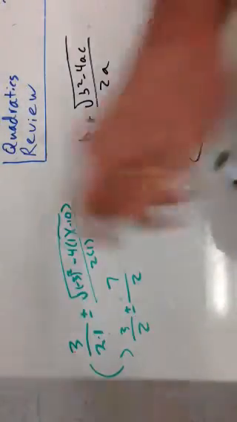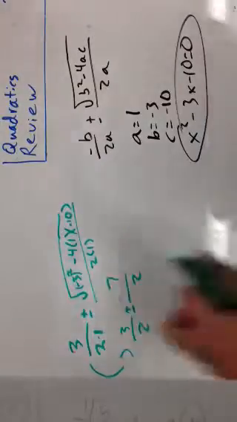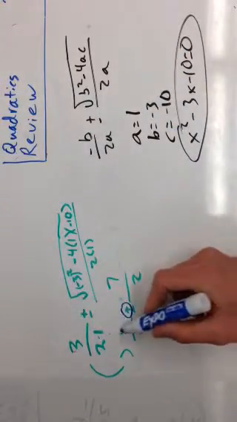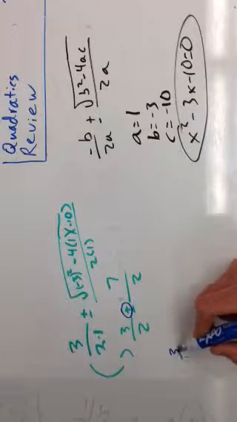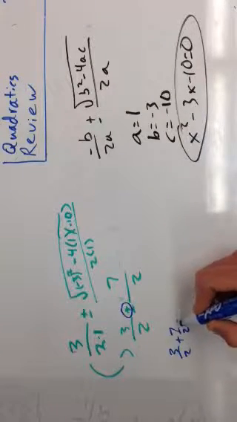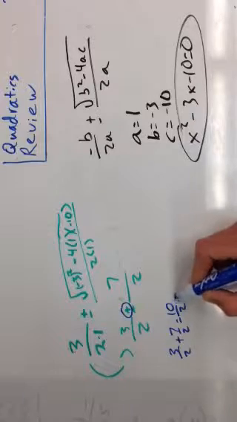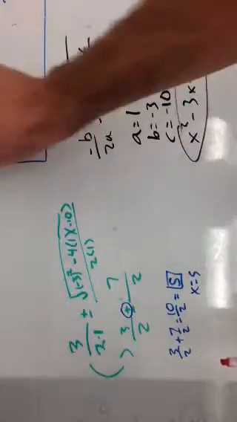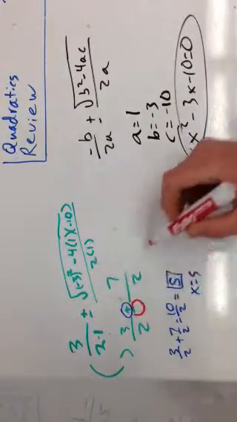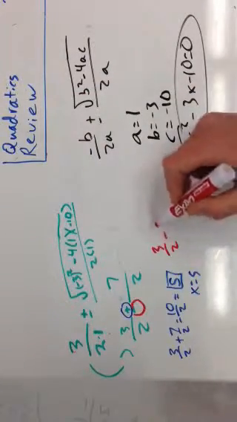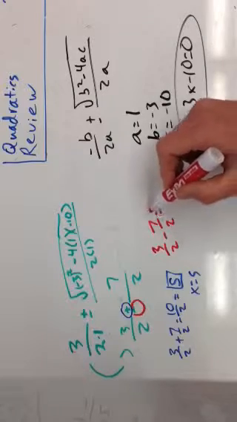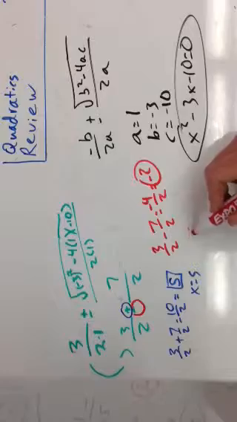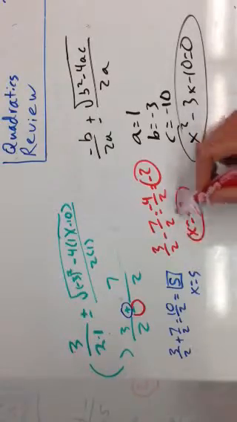So after a couple quick simplifications, I know I've got my 2 solutions. My first solution to that equation is 3 halves plus 7 halves. So 3 halves plus 7 halves, that's 10 halves, which is 5. So my first solution is x equals 5. Now I want to find my second solution. It's 3 halves minus 7 halves, which is negative 4 halves, which is negative 2. So my second solution is negative 2.